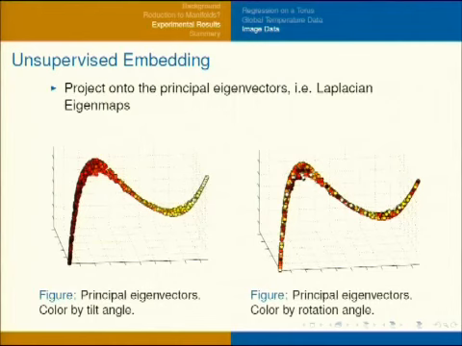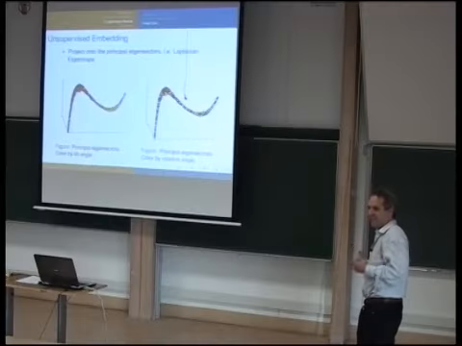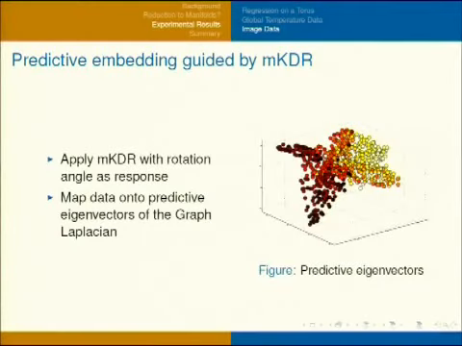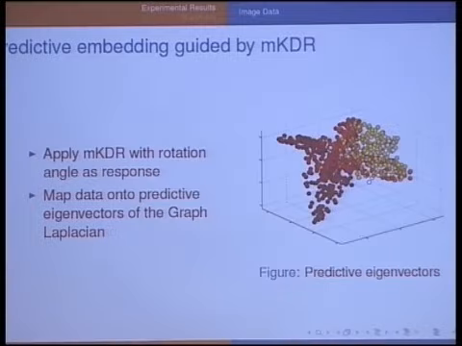But if you had been interested in rotation angle instead, and you use these principal eigenvectors, here's now a plot with the coloring being that of rotation angle. And you clearly are not seeing anything intrinsic on the manifold that relates to rotation angle. So you have not discovered that aspect of the manifold here. If instead you do the MKDR procedure and you use rotation angle as a response, here's the representation of the manifold you get out, and we now color by the rotation angle. And so indeed you have discovered a representation of the manifold which allows you to predict the rotation angle.